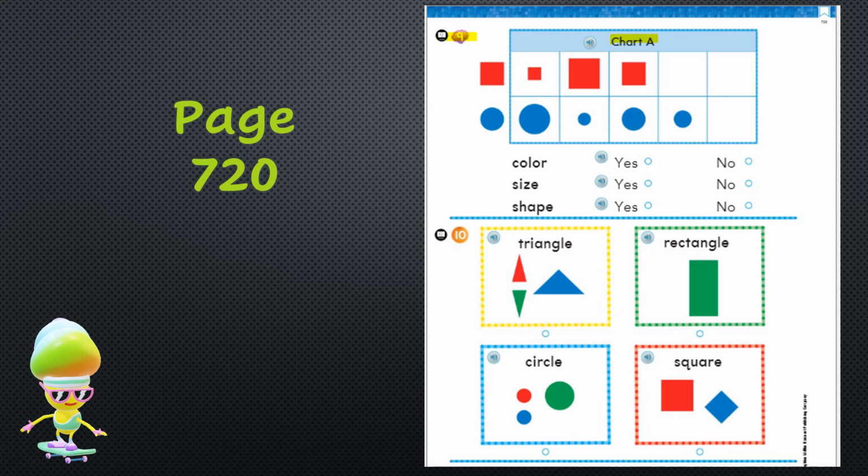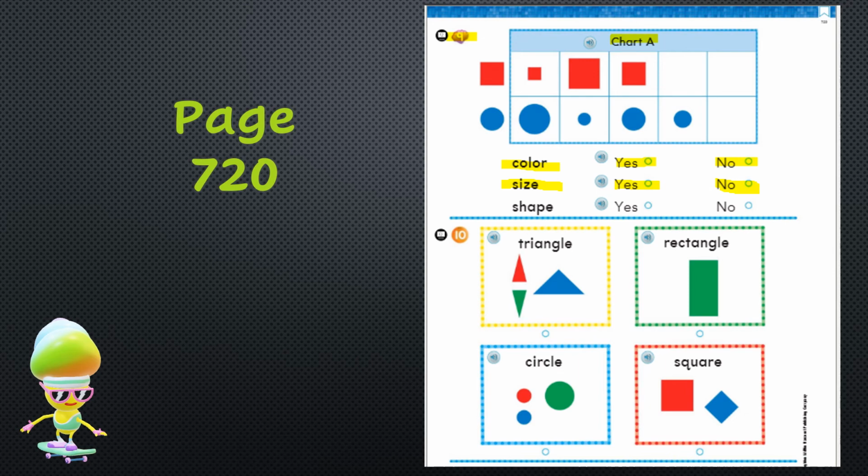Okay, first they want to know, is it sorted by color? Is this graph sorted by color? If yes, color that bubble. If no, color that bubble. All right, the next one they want to know, is this graph sorted by size? Did they sort those shapes by size? Yes or no, fill in your bubble.